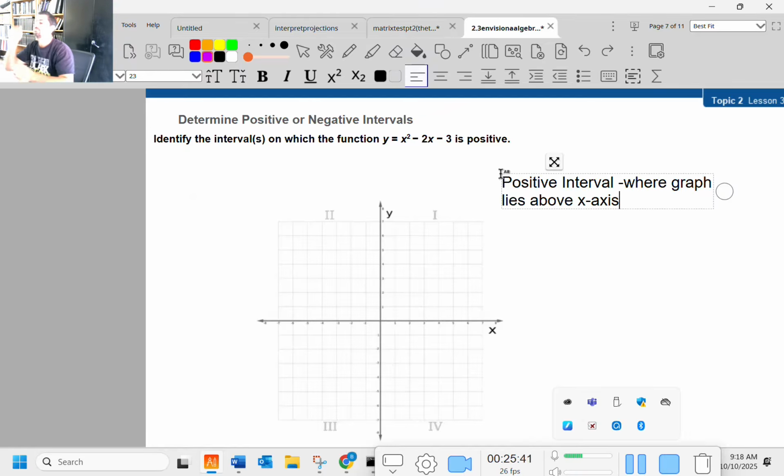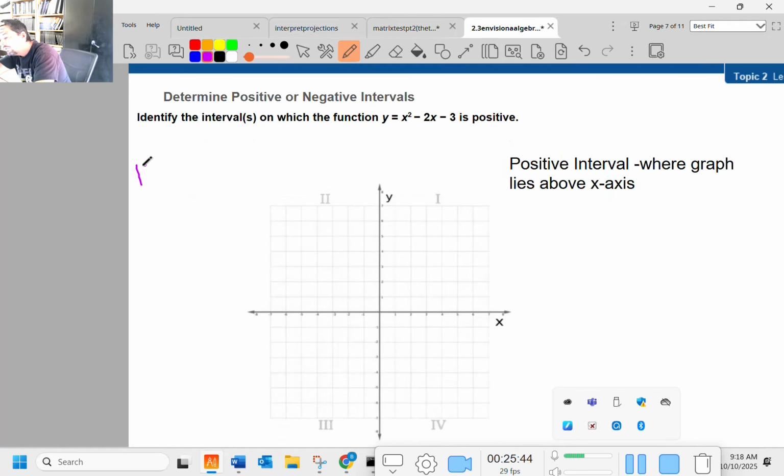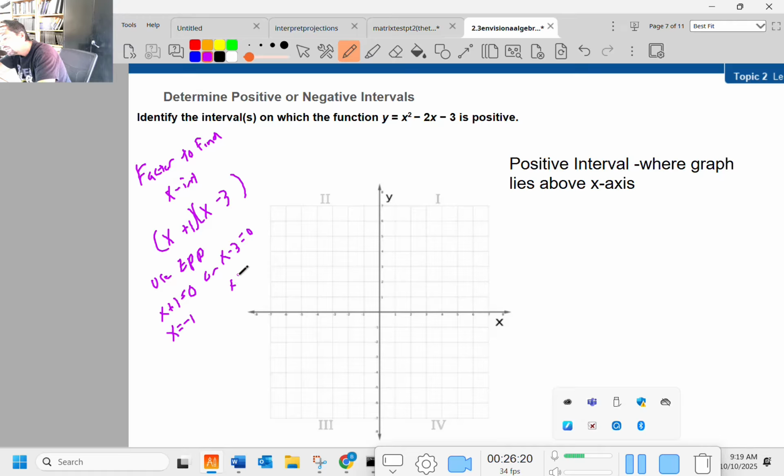Okie dokie. We're going to do this in a couple of steps. We're going to factor to find the x-intercepts. Now, we've already had this lesson. This was 2.2. This one will factor as x times x is x squared. Factors of -3 are going to be -3 and +1 because -3 plus 1 is -2. Now we're going to use the ZPP. X plus 1 is a 0 or x minus 3 is a 0. This tells me that x is -1 or x is 3.